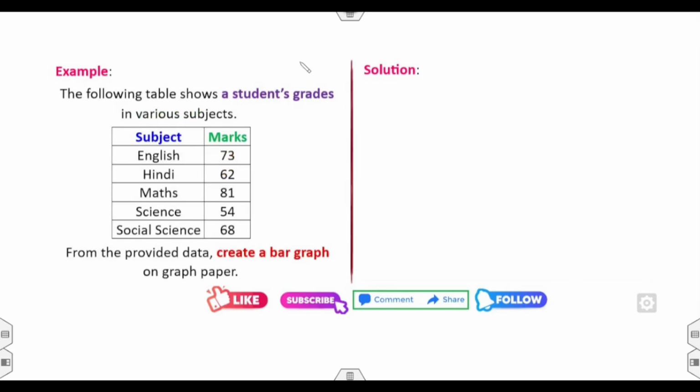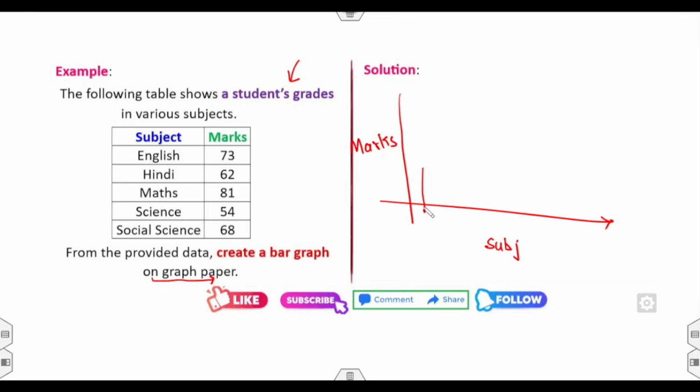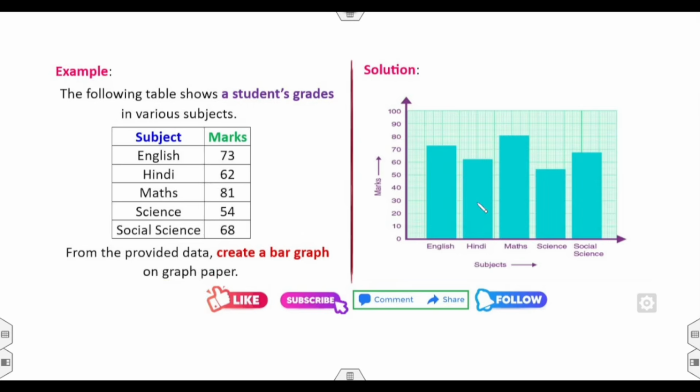The following table shows the number of students graded in various subjects. Create the bar graph on the graph paper. अब आपको graph paper कह दिया गया. Fine. So you can draw the graph. You can look at the graph papers. Write the subject on the x-axis, marks on the y-axis, and then the categories English, Hindi, Math, and so on. You can look at the drawing on the graph paper.